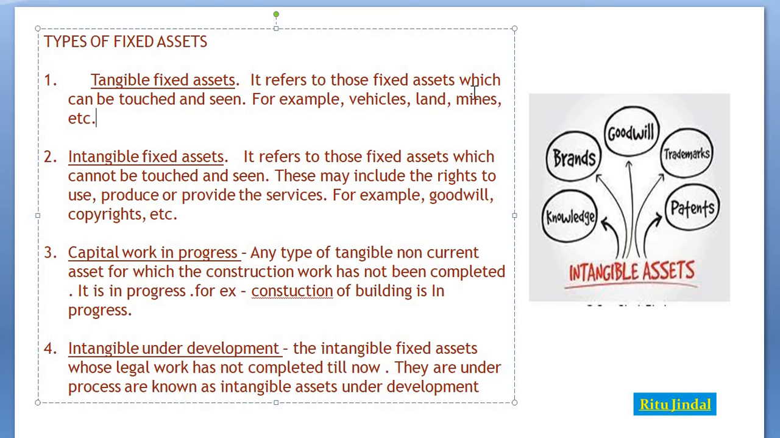Tangible fixed asset refers to those fixed assets which can be touched and seen. For example, vehicle, land, mines, etc. Intangible fixed asset refers to those fixed assets which cannot be touched and seen. These may include the rights to use, produce, or provide the services. For example, goodwill, copyright, etc.